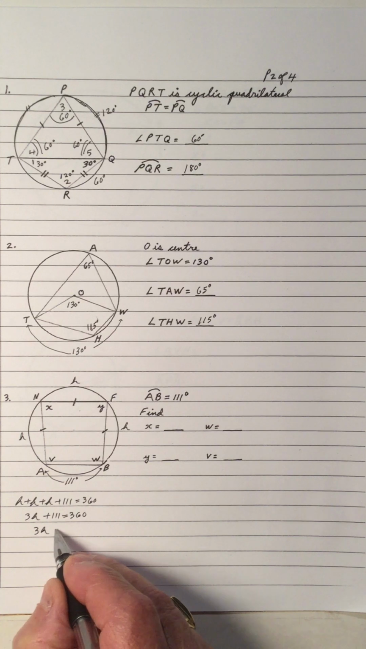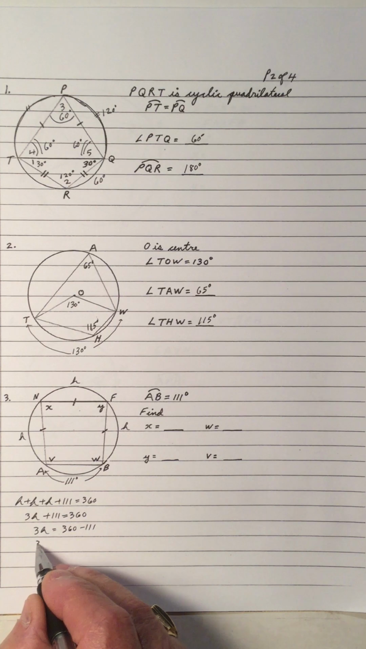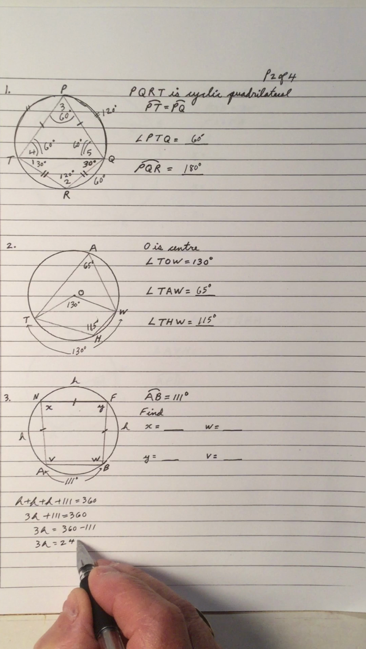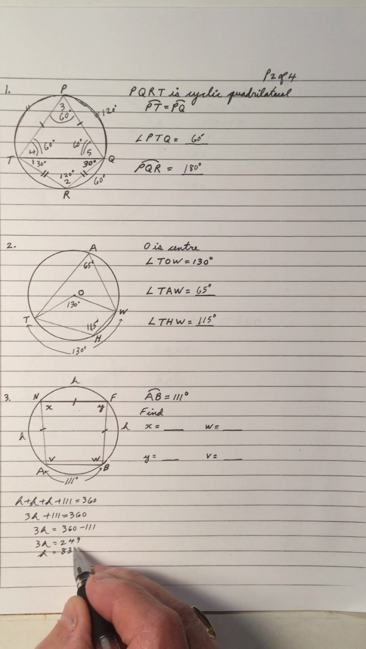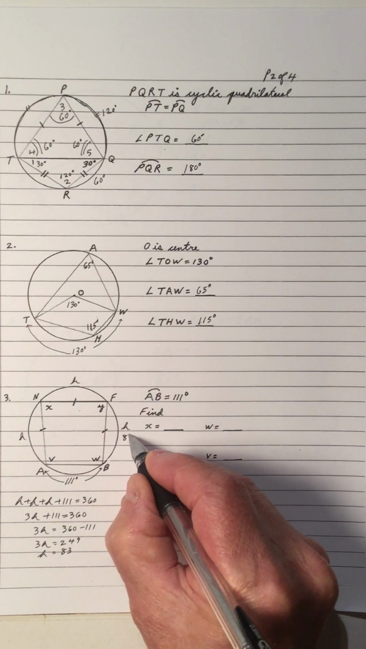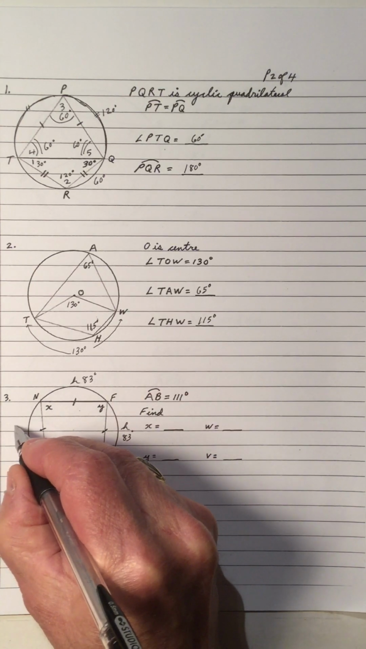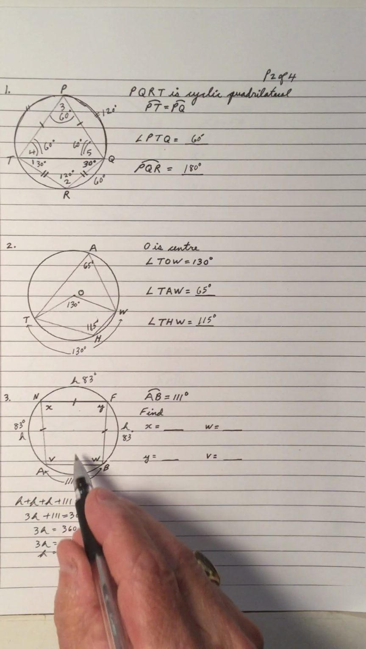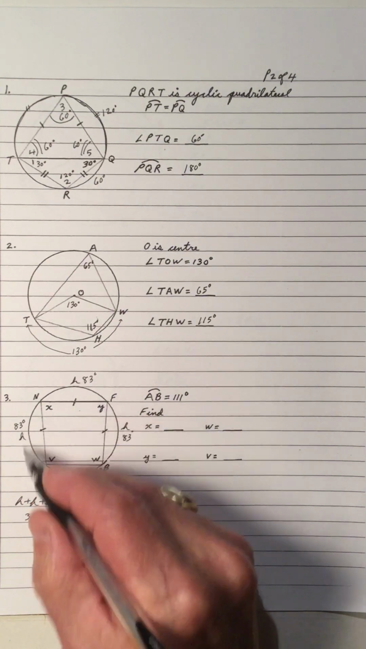So that means 3H is equal to 360 minus 111. So 3H is equal to 249, divided by 3, and H is equal to 83. So this is 83, and this is 83, and they're degrees now. And this is 83. So hence, I have 83, 83, 83, 111, which adds up to 360.